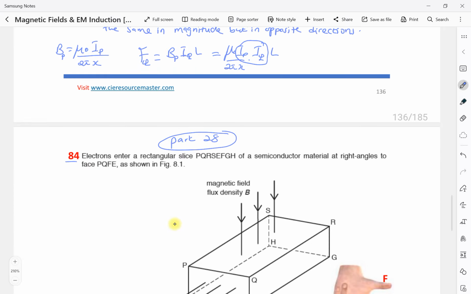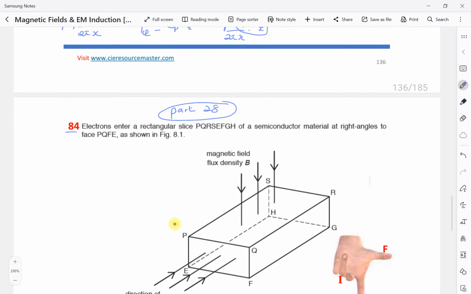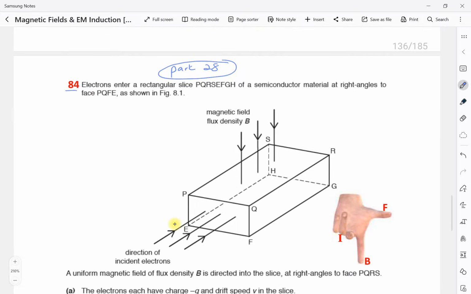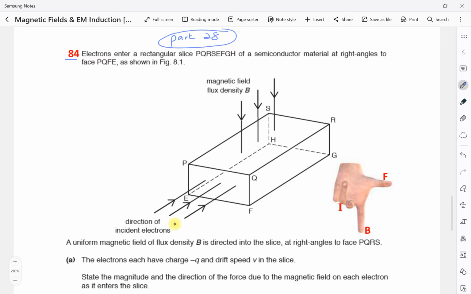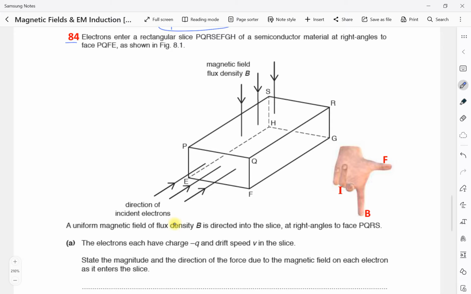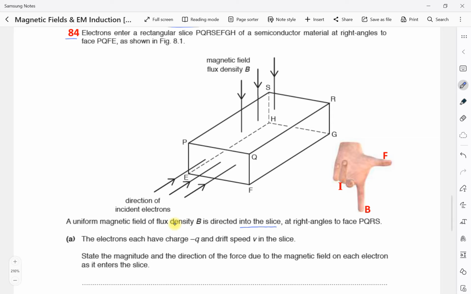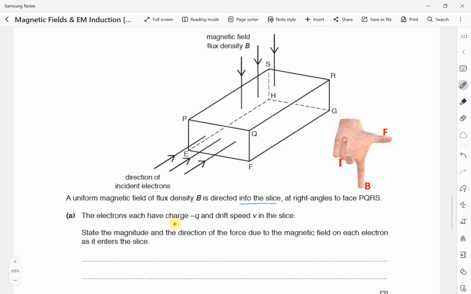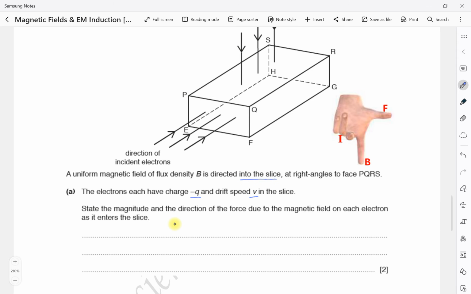Question 84. Electrons enter a rectangular slice PQRSEFGH of a semiconductor material at right angles to the face PQFE as shown here. A uniform magnetic field of flux density B is directed into the slice at right angles to face PQRS. The electrons each have a charge minus Q and drift speed V in the slice. State the magnitude and direction of the force due to the magnetic field on each electron as it enters the slice.